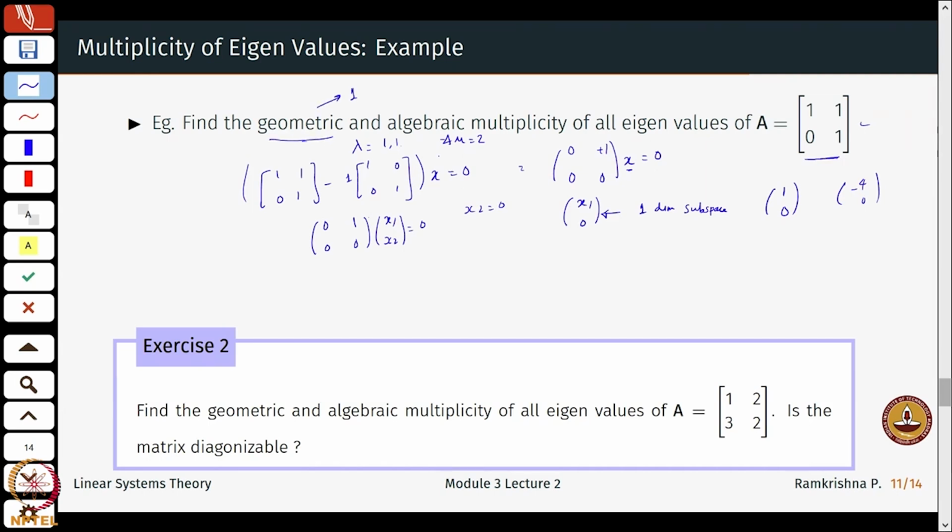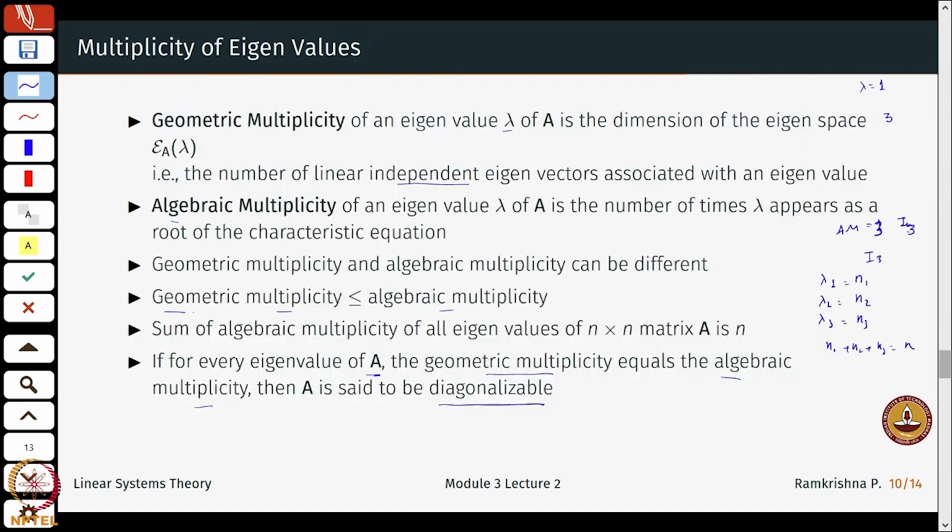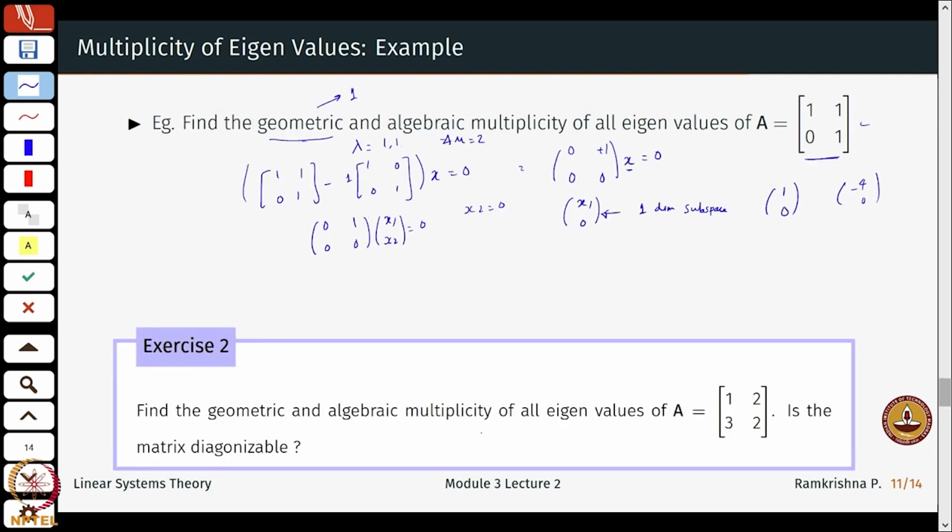So this is a little example to validate the statement that they can be different. This does not need a proof. It is easy to understand that the geometric multiplicity can at best be equal to the algebraic multiplicity.